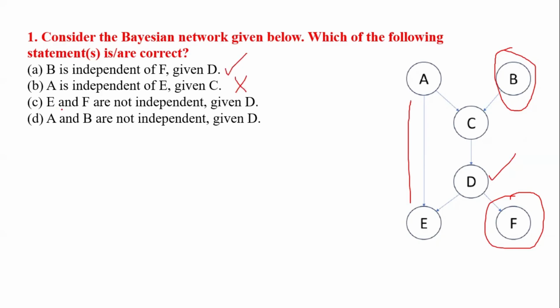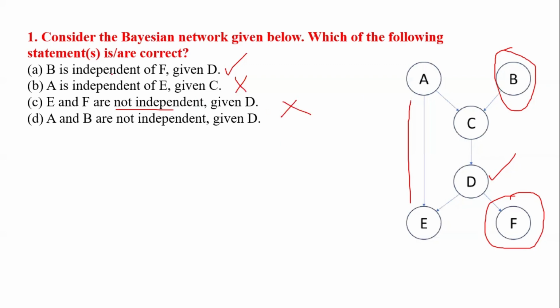Now, in the third option, E and F are not independent given D. It is E and it is F. Now, if we remove D, E and F will be independent. But here it is said that they are not independent, so it is also false. If it is said that they are independent, then it is true.